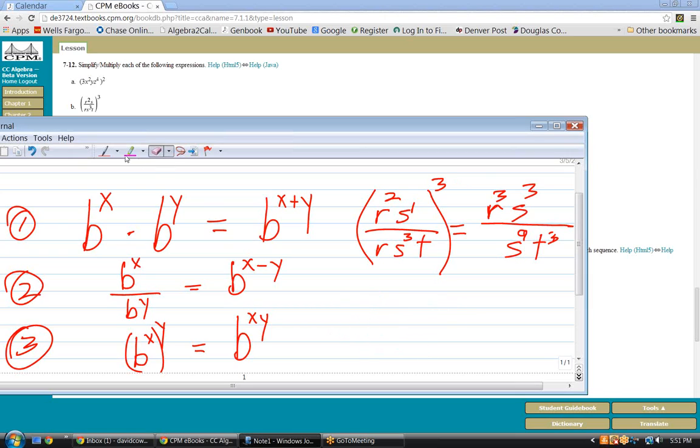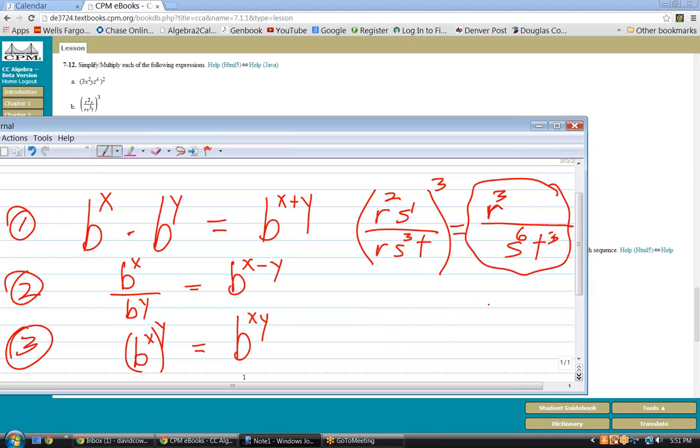How about the s's? We've got s to the 3rd over s to the 9th. What's that going to be equal to? S to what? -6. Correct. But that would be if it was in the numerator. So you've got to put it on the bottom. So I'll put it on the bottom with a +6 on it. And the t is only in the denominator. It's not in the numerator, so there's nothing more to be done with it. And there's our final answer.